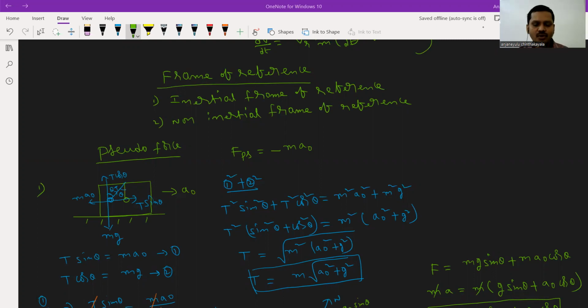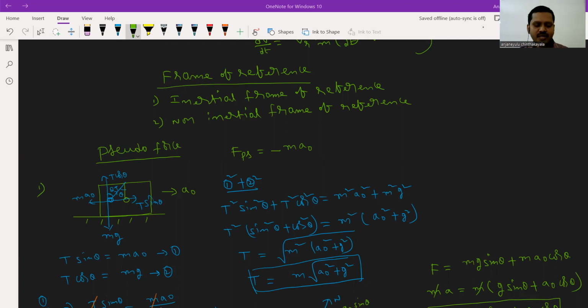A system of coordinate axes which defines the position of a particle or an event in 2 or 3-dimensional space is called a frame of reference. These are of two types: inertial frame of reference and non-inertial frame of reference. Now, first, what is an inertial frame of reference?